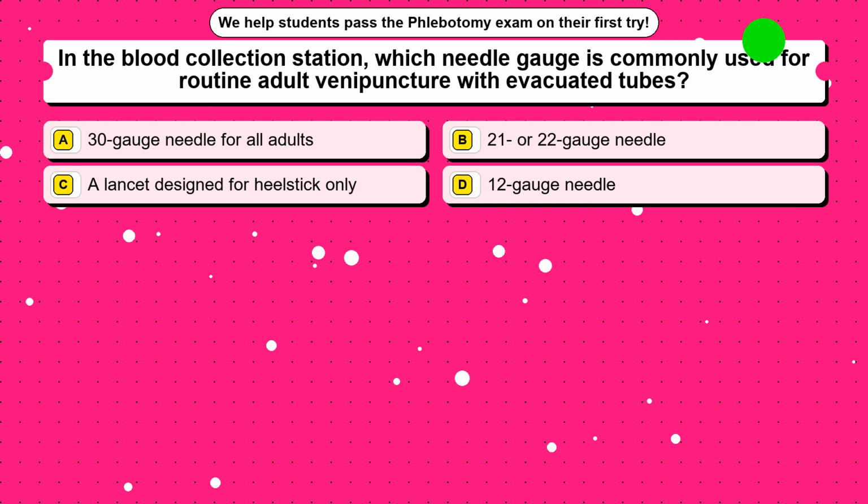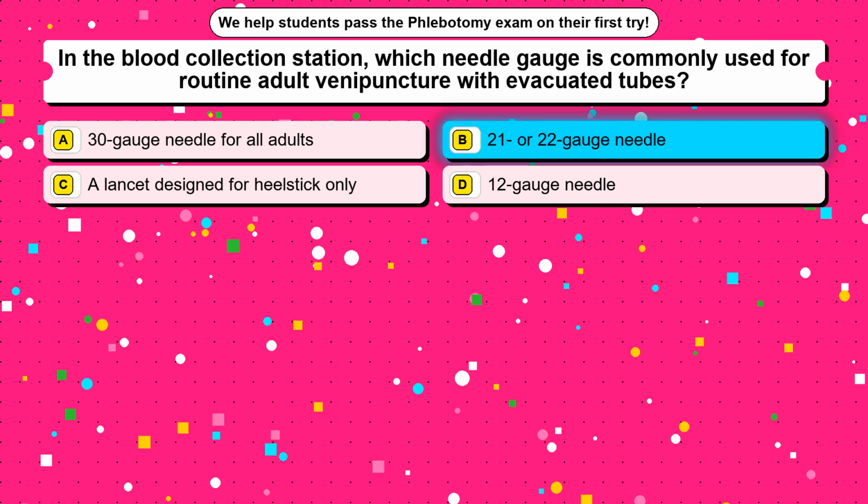Question 21. In the blood collection station, which needle gauge is commonly used for routine adult venipuncture with evacuated tubes? Option A. 30 gauge needle for all adults. Option B. 21 or 22 gauge needle. Option C. A lancet designed for heel stick only. Option D. 12 gauge needle.